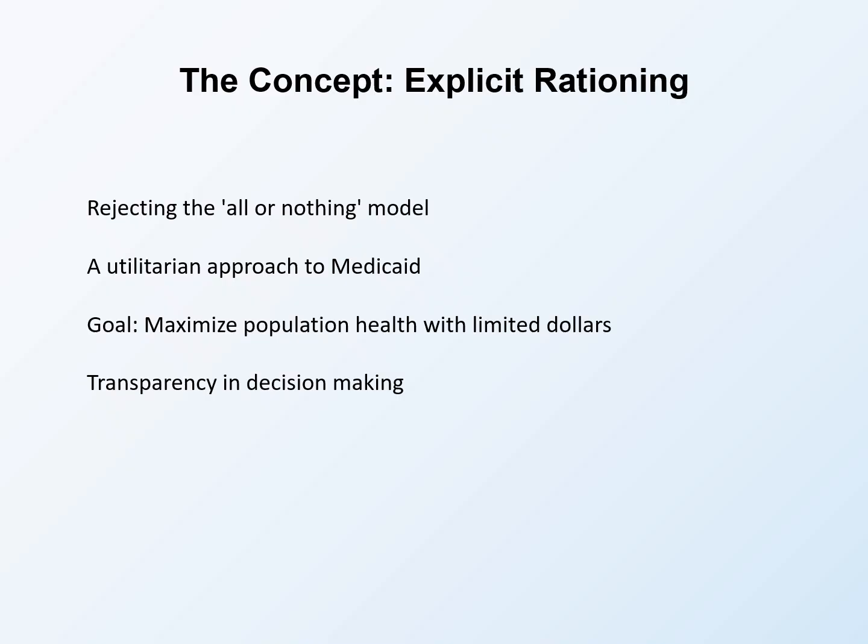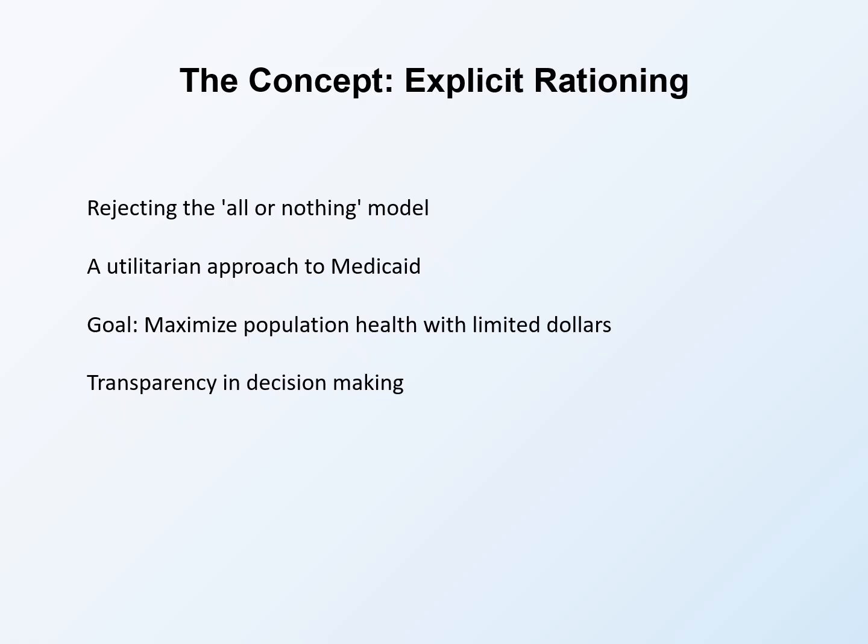The standard Medicaid model is all or nothing. If you are poor enough, you get everything. If you make $1 too much, you get nothing. Oregon wanted to break this. They wanted to cover the working poor.